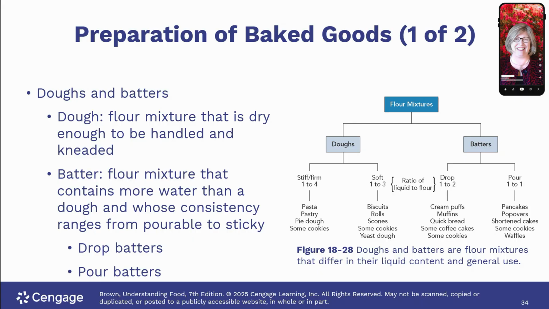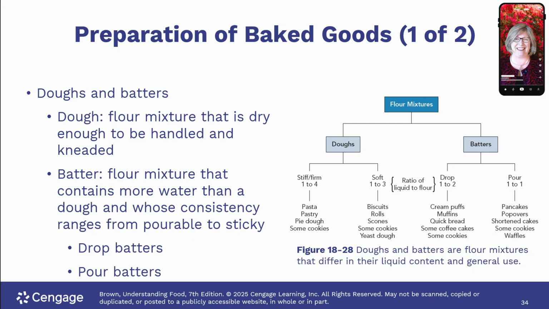A pour batter is one that you can pour. For instance, pancake batter, you pour it. Cake batter is poured. And other batters that you can pour would be in that category. Now let's take a look at figure 18-28. Here you find doughs and batters that are flour mixtures that differ in their liquid content and general use. And you're looking at ratios here, the ratio of liquid to flour.